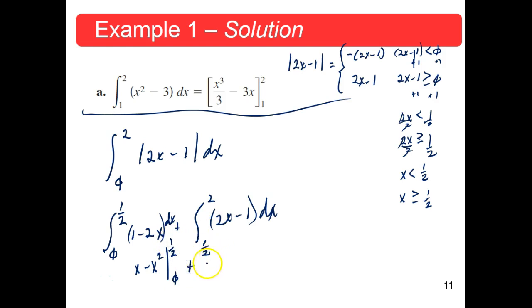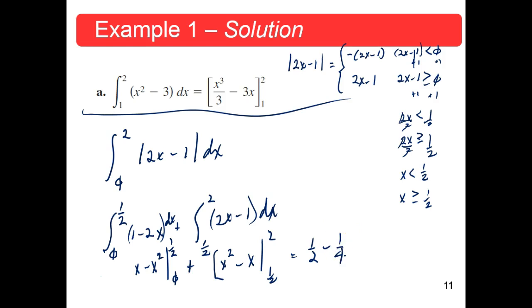Plus antiderivative of 2x, same x squared, minus antiderivative of 1, x, and that's evaluated from 1/2 to 2. Okay? So let's plug in the first. 1/2 minus, what is 1/2 squared? 1/4.